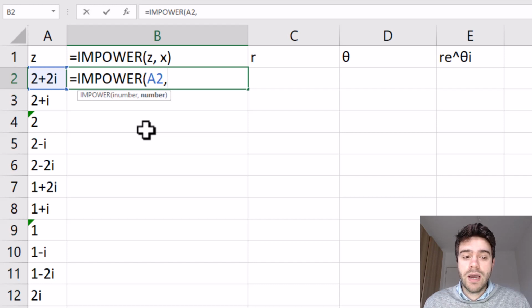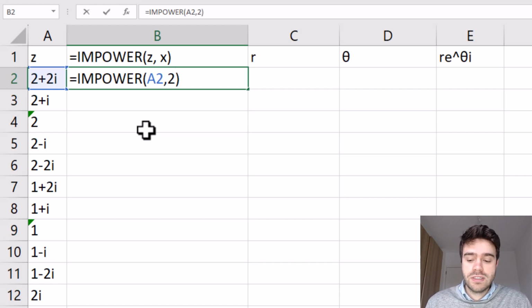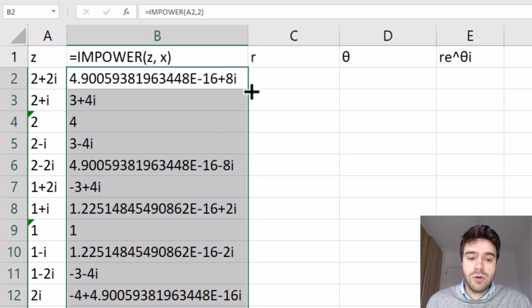Now do keep in mind, this needs to be a numeric number, so it must be recognized as a number within Excel, meaning it must be a real number. You cannot use a complex number as a power. So in this case, I will be using 2. So we will be squaring each complex number. I close the parentheses, press enter, and I will be pulling this downwards.